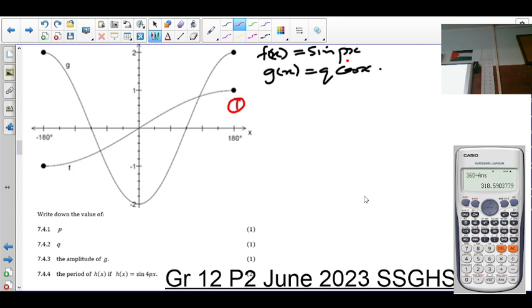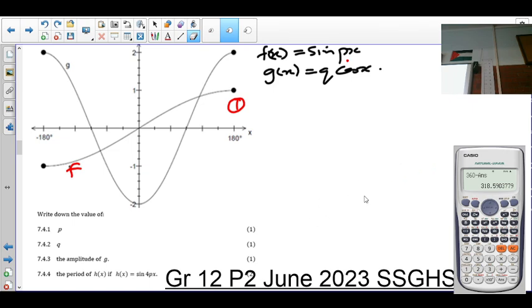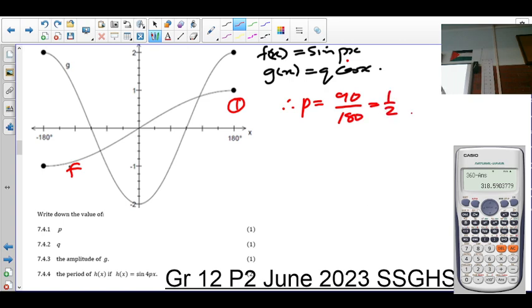So where's F? F is this graph here. If I draw the normal sine graph, that's what the graph looks like in 360. So yes, it starts at 0, and this point here, which is normally 90, is at 180. So the graph is actually stretched horizontally, which means that value has to be less than 1. Therefore P is equal to, that point is normally at 90, but now at 180. So your P value is a half.